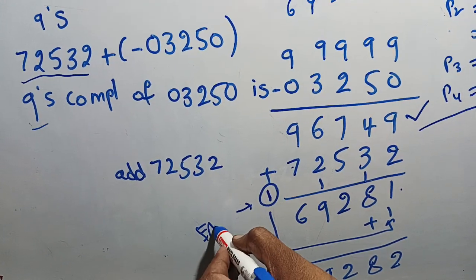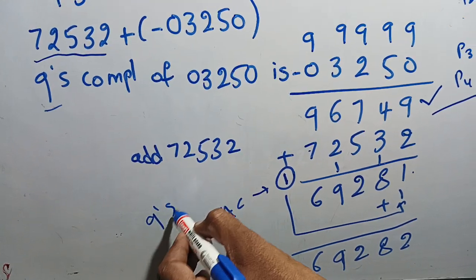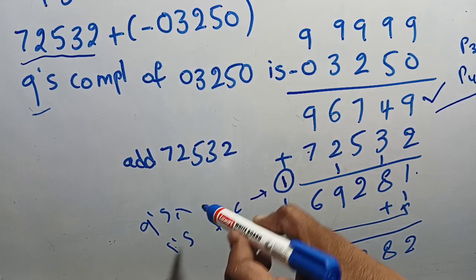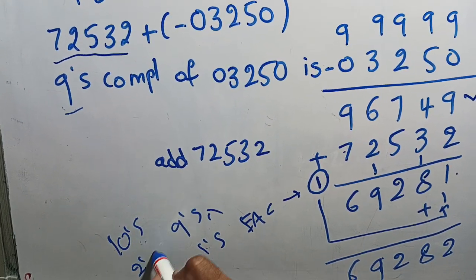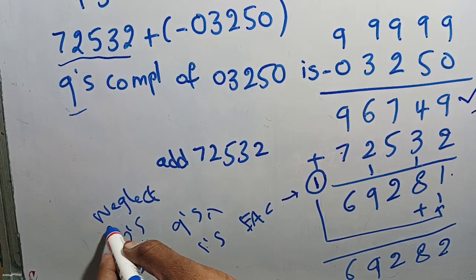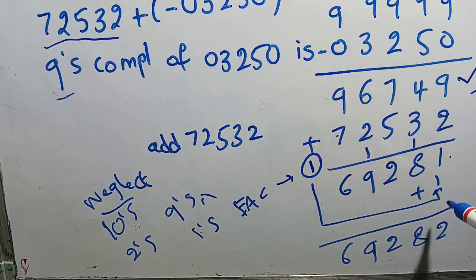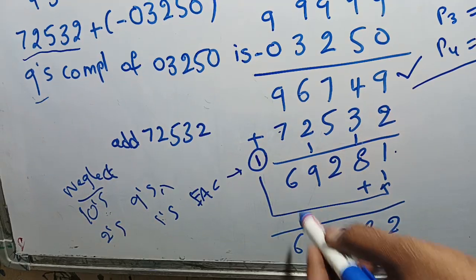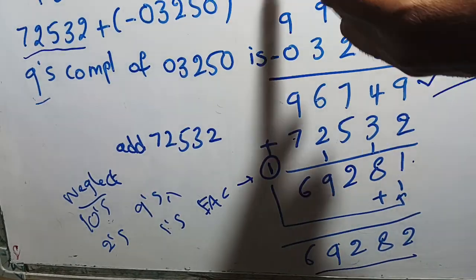I already told you, this end around carry should be added in 9's complement and 1's complement. We have to add the carry in 9's and 1's complement. In 10's and 2's complement, neglect the carry. Neglect the carry, very important. Here the carry should be added, so I am adding the carry. 1 plus 1, 2. 8, 2, 9, 6. This is the answer: 69282.